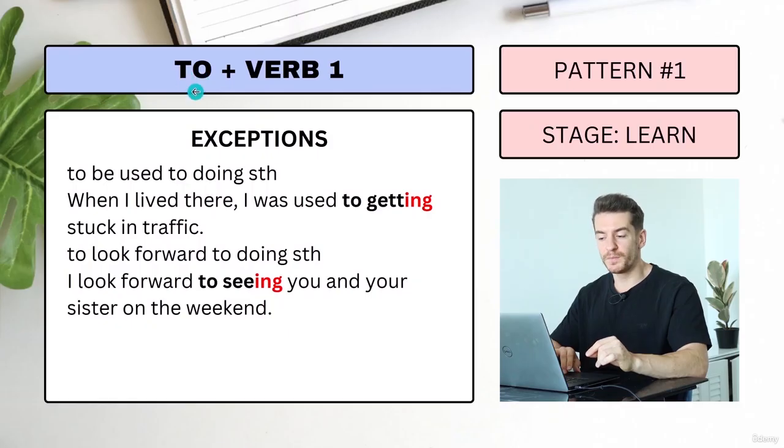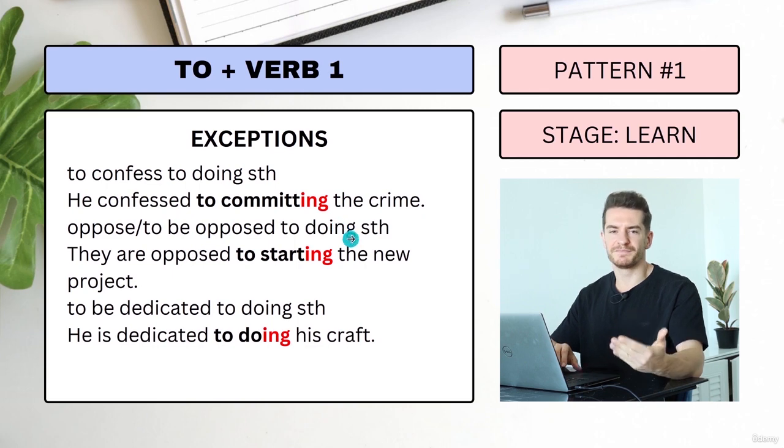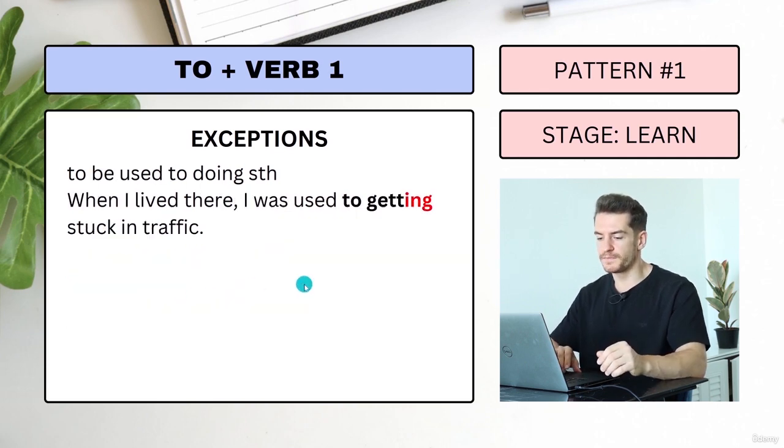Alright guys, that is the end of pattern 1. Now the most important thing to remember is that normally when you're using to and you use a verb afterwards, you need verb 1. However, there are a few exceptions, but these exceptions are not very common. So for example, to confess to doing something, not very common. To be opposed to doing something, not very common. To be dedicated to doing something, not very common.